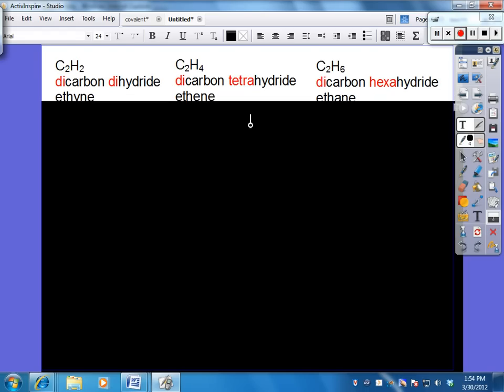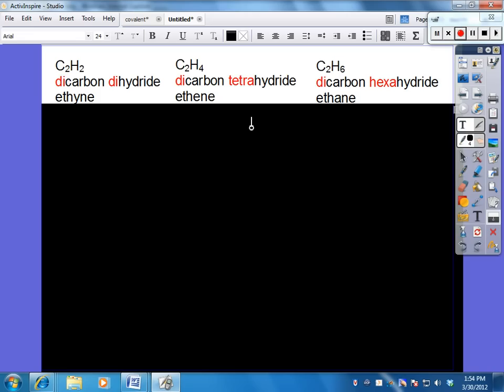These also have common names, as you saw in your packets. C2H2 is ethyne, C2H4 is ethene, and C2H6 is ethane. So you notice some similarities. They all have eth. Eth actually refers to 2 carbons. Meth refers to 1 carbon. And if you remember to ask me during class, I can actually tell you how that relates to meth, as in methamphetamines, the drug.